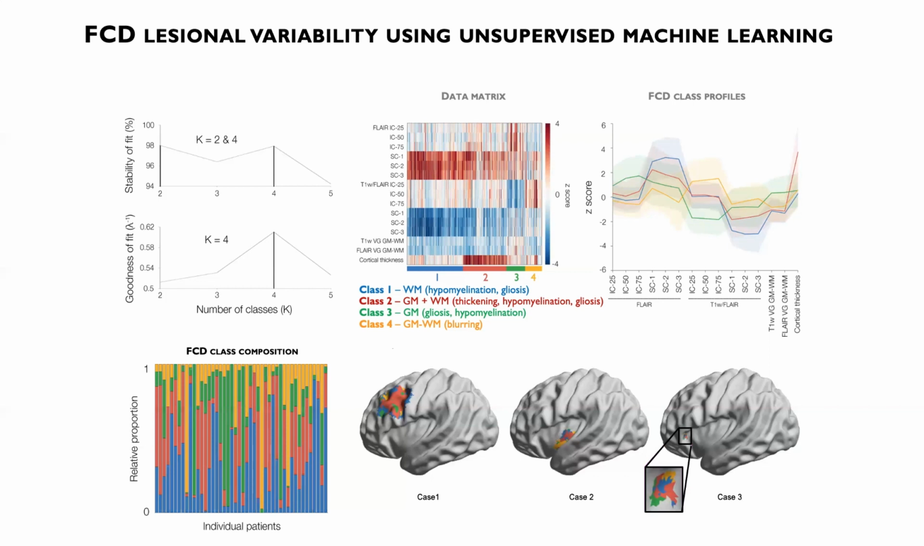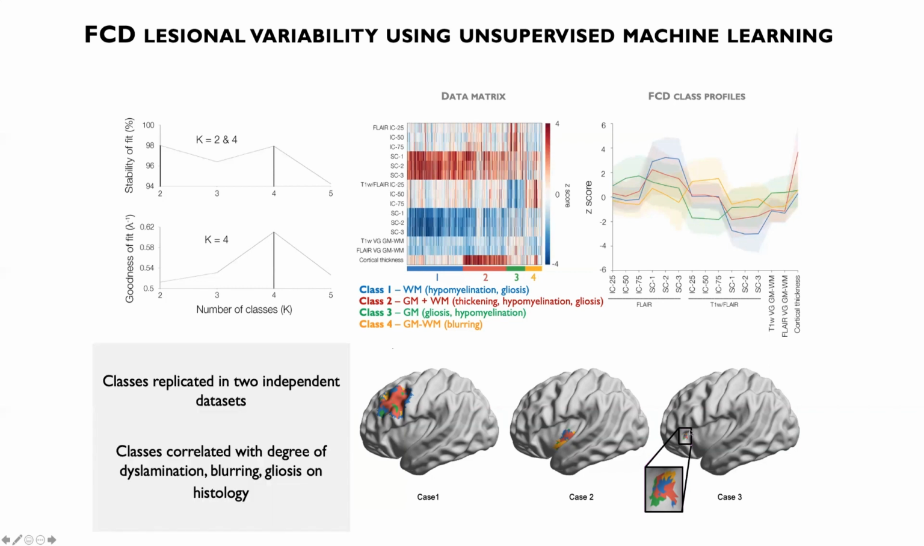Classes were variably expressed within and across patients. They appeared as patches within each lesion, regardless of the FCD size, as shown in these 3 examples of a large, medium, and small lesion. Class membership was replicated in 2 independent datasets, supporting generalizability. Moreover, classes correlated with the degree of dyslamination, blurring, and gliosis on histology.